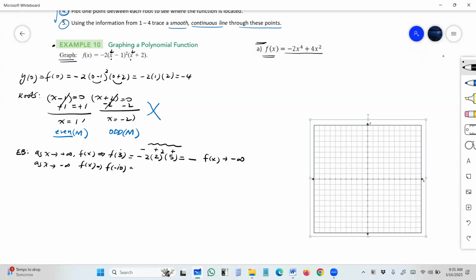Okay, for the -10, same thing, right? So I'm going to evaluate this, only worrying about the sign. So -2, -10 minus 1 is -11 squared, and -11 plus 2. So this is negative, -11 squared is positive, and -2 is negative. So I have to multiply these three signs. Negative times a negative is a positive, times a positive is a positive. So f of x goes to positive infinity. So this is the end behavior.